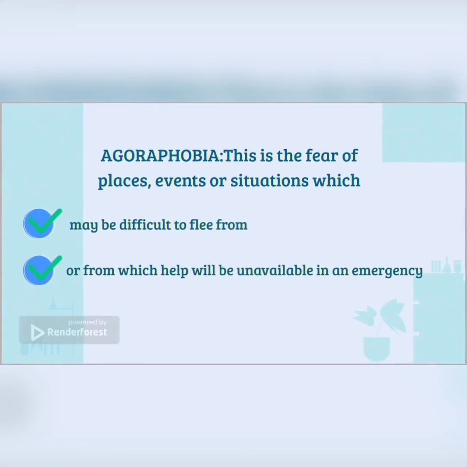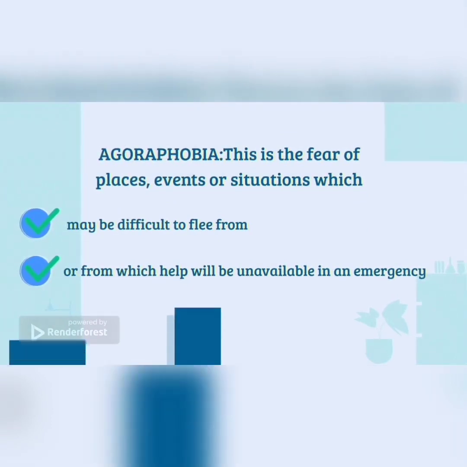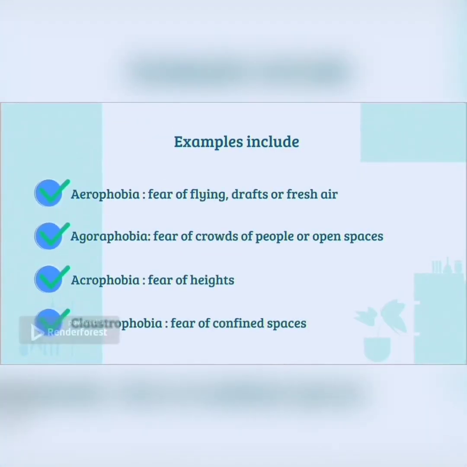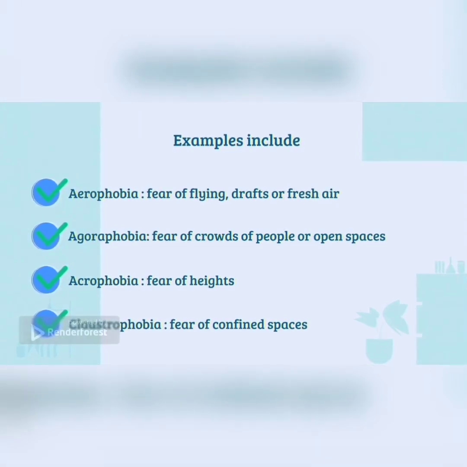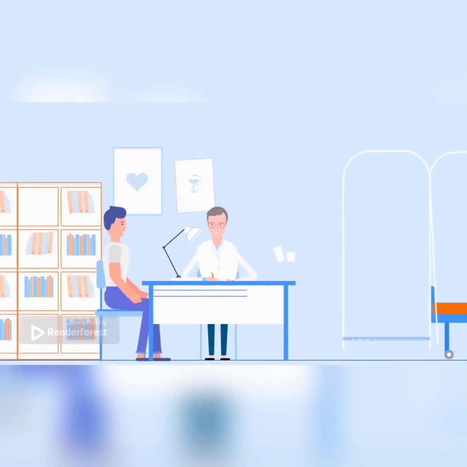Agoraphobia. This is a fear of and avoidance of places, events, situations from which it may be difficult to flee or from which help would be unavailable in an emergency. Examples include: 1. Aerophobia, fear of flying. 2. Agoraphobia, fear of crowds of people or open spaces. 3. Acrophobia, fear of heights. 4. Claustrophobia, fear of confined space.